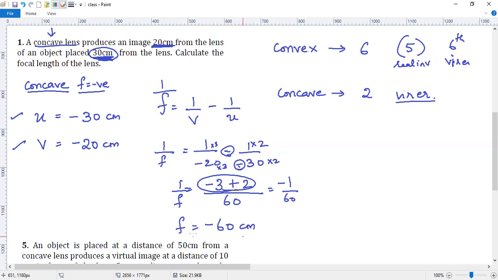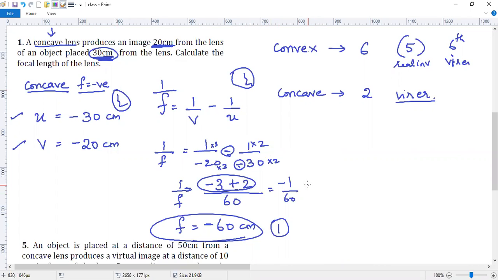And for a concave lens, the focal length is for sure negative. Your answer has come negative, so your answer is perfectly correct. So your final answer is minus 60 centimeter. Usually this question will be asked as a 2-mark question. For a 2-mark question, half a mark is allocated for the formula. If you have the data or the sign correct, you will be allocated marks. Then for substituting the data and giving the final answer, 1 mark along with the unit. So totally 2 marks will be allocated if you have given all these details correctly. Okay?